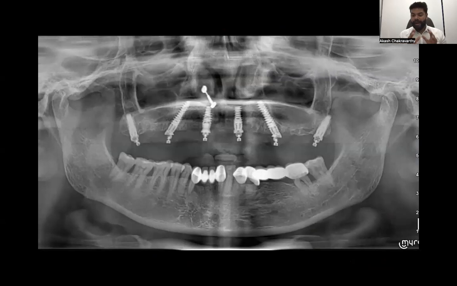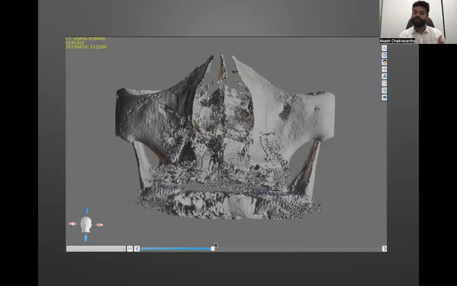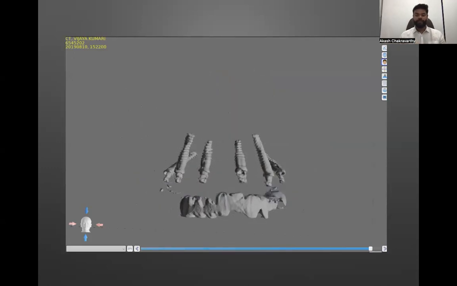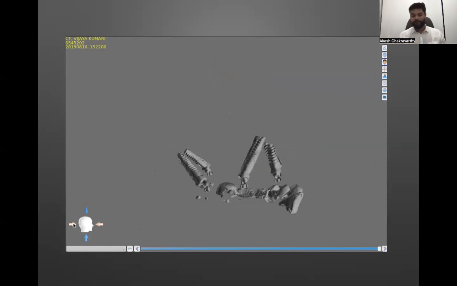If you look at a case like this in a two-dimensional OPG, it looks pretty simple. It looks like the implants have been tilted. But the same case, just observe the video over here. If I show you a three-dimensional view of the same case, let me remove all of the bone and see how dynamically the implants are tilted.